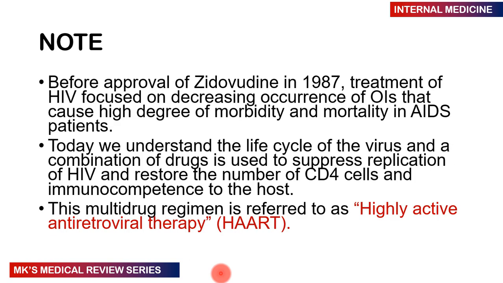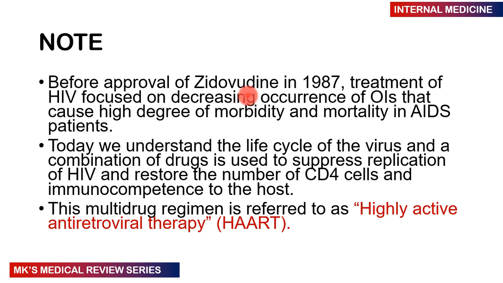Now, before the year 1987, most patients with HIV were dying. The treatment was rather focused on decreasing the occurrence of opportunistic infections, and this correlated with a very high mortality rate and very high morbidity rate in HIV patients before the introduction, or approval, of the drug zidovudine. Now that we already know the viral replication cycle, it's important that you watch the first and the second parts of this video before watching this one.